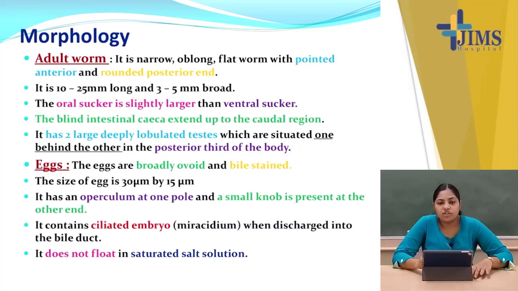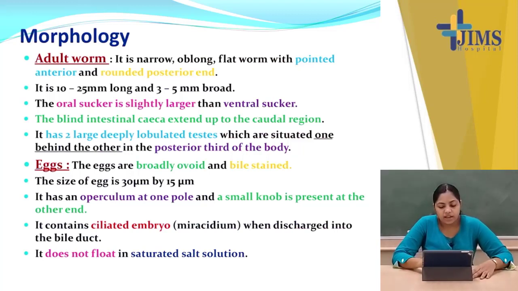So coming to the morphology of Clonorchis, these are the two forms we see: the adult worm and the egg. The adult worm is narrow, oblique, flat, pointed at the anterior end and rounded at the posterior end. The oral sucker is slightly larger than the ventral sucker. The blind intestinal ceca extend to the caudal region. It has two large, deeply lobulated testes present behind the posterior third of the body.